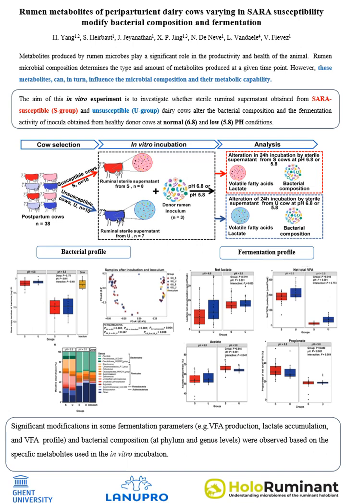Microbes obtained from 3 cows not suffering from SARA were exposed to the supernatant of each of the SARA susceptible and unsusceptible cows during in vitro incubation at normal pH, which is pH 6.8, and low pH condition, which is pH 5.8. After 24-hour incubation, changes in the bacterial composition as well as short-chain fatty acid production and lactate accumulation were assessed.